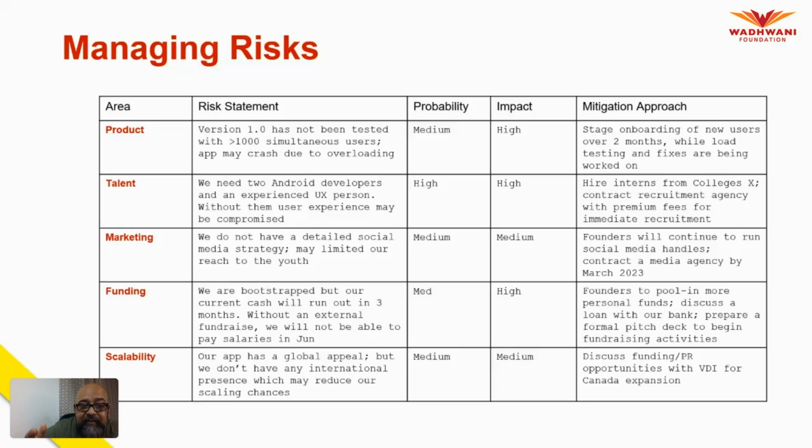Okay. So for example, in case of product, version 1.0 has not been tested with more than 1,000 simultaneous users. App may crash due to overloading, which people say, how will it happen, boss? So many, how will it happen? I had an edtech company, if you remember, I told you, all right, which was acquired, and we made our money.